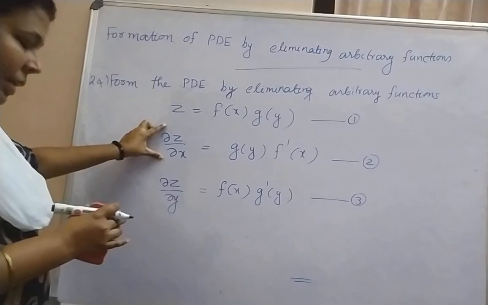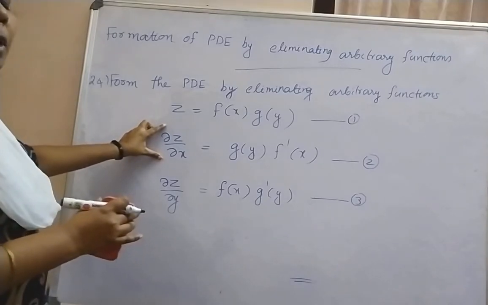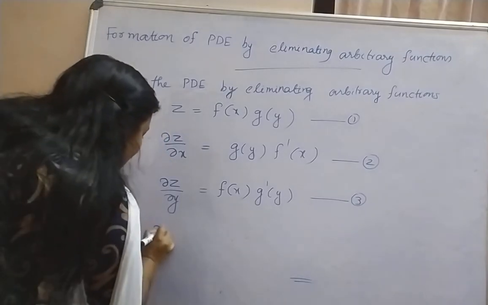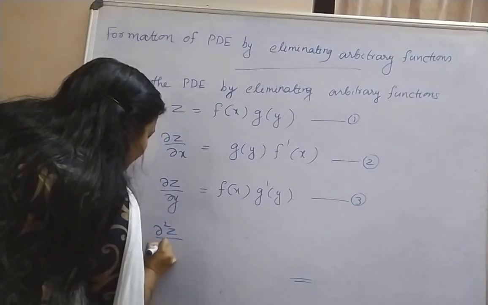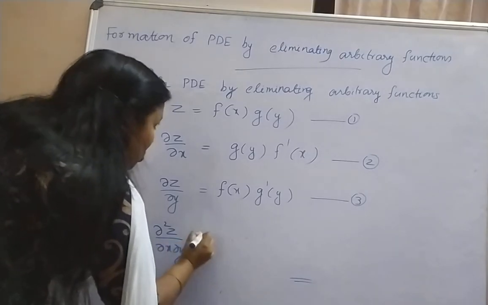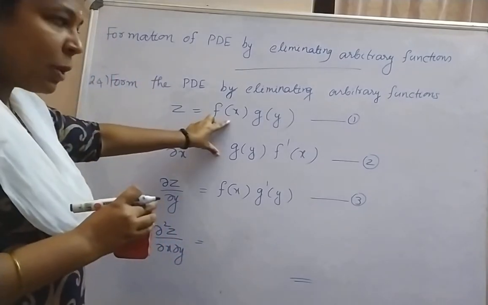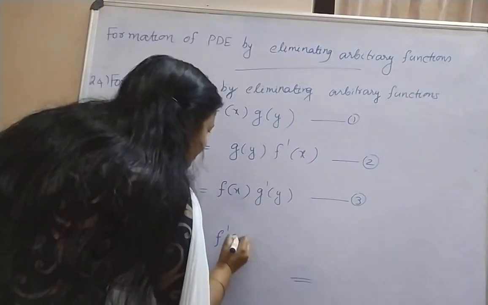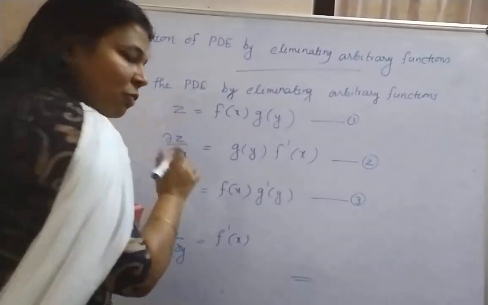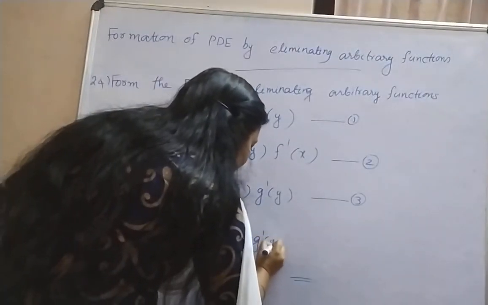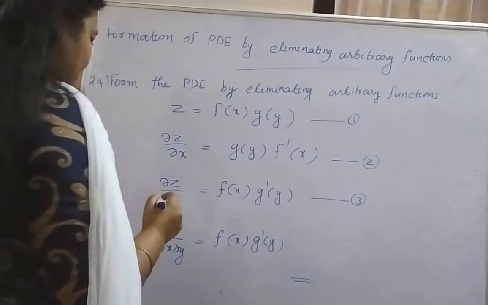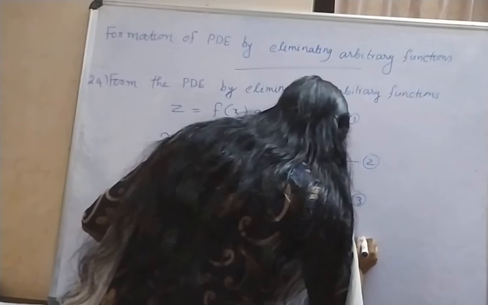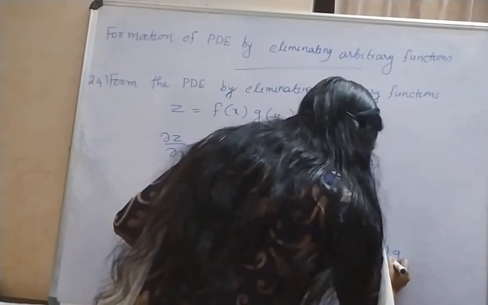Then partially differentiating equation number 2 with respect to y. That is dou square z by dou x dou y equal to, in the case of with respect to y, f dash x is taken as constant. F dash x into partial derivative of g of y with respect to y is g dash y. That is s equal to f dash x g dash y.